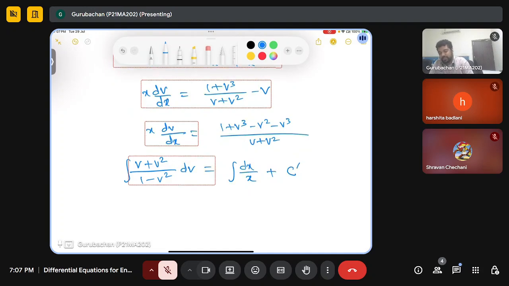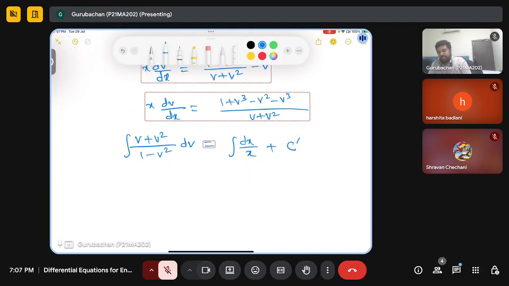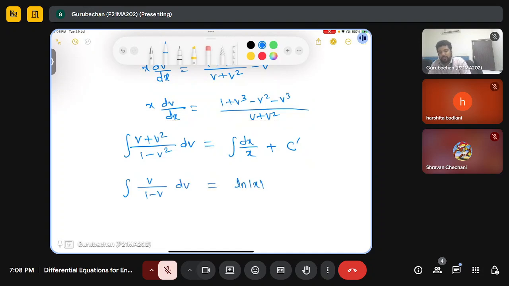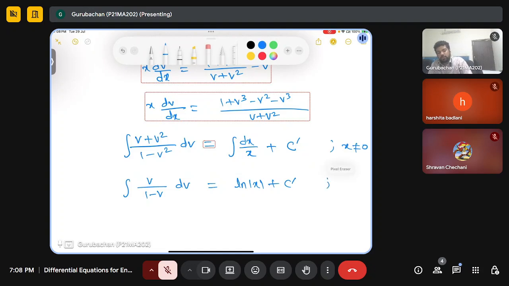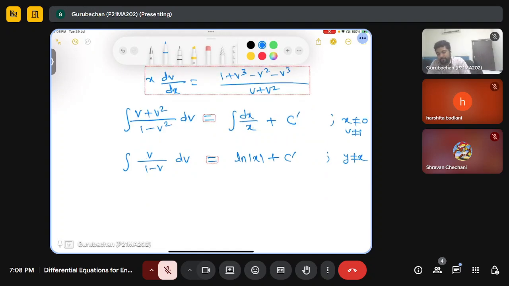This is some c dash. So what it will give, if you solve it, if you take v common, then it will be this, and this will be ln mod x plus c dash. From here, what you can say, x cannot be 0, and v cannot be 1, that means y cannot be equal to x. So if you solve it and you add 1 and subtract 1, what will it give you?